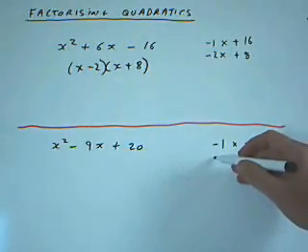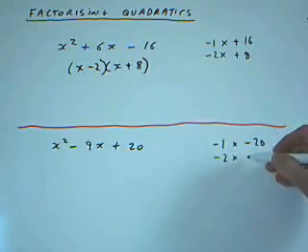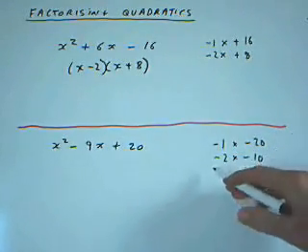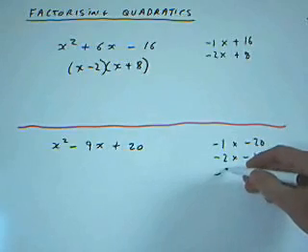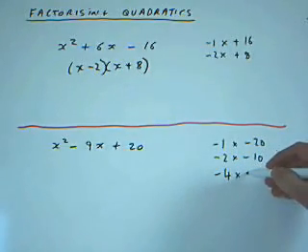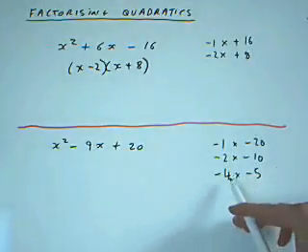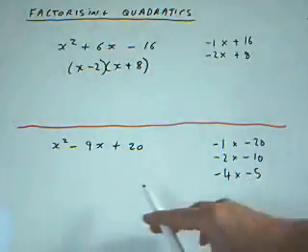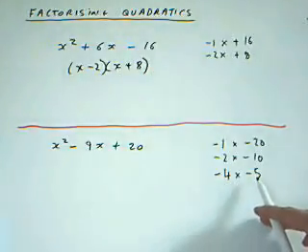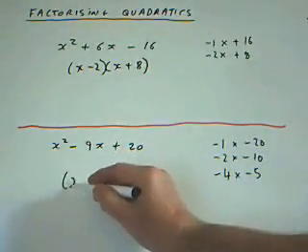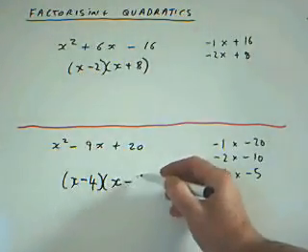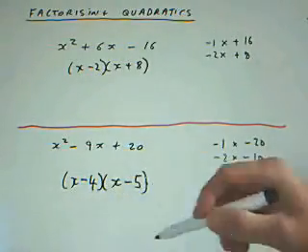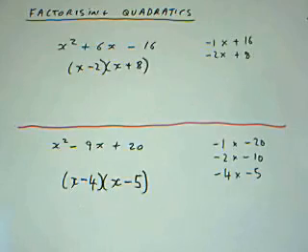That's not the one. So we could try minus 2 times minus 10. Well, that makes minus 12 when we add them together. Minus 4 times minus 5. Now that looks better. Minus 4 minus 5 makes minus 9, and they multiply together to make positive 20. So there we are. x minus 4, x minus 5. And that's how to factorise quadratic expressions.